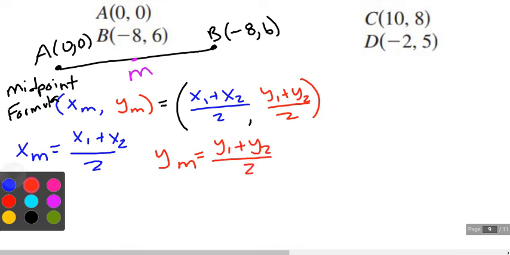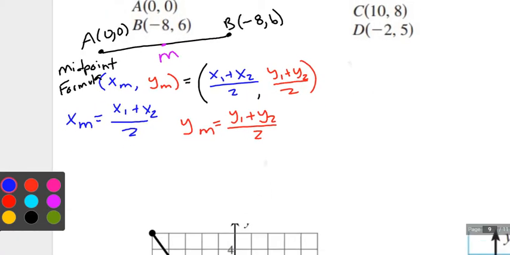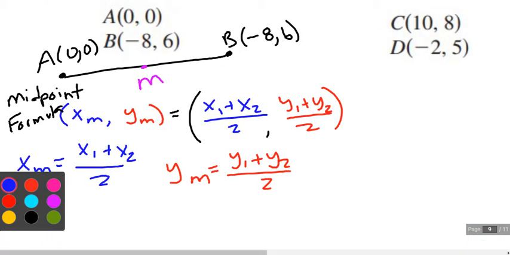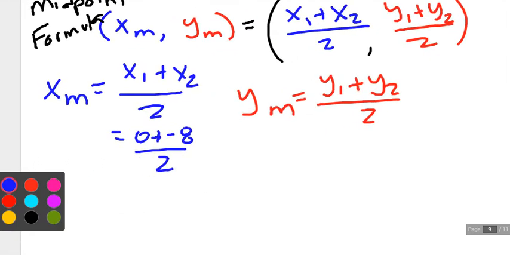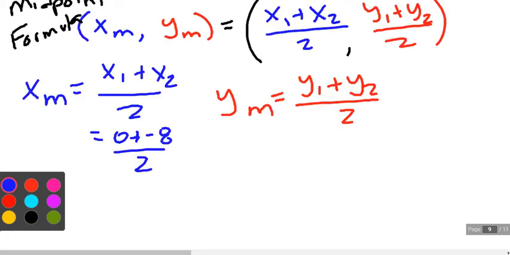Dealing with the x side first, we're looking at the two x values, 0 and negative 8. So we have 0 plus a negative 8. Remember, two negatives make a positive, but if you have one of each, it becomes a negative. We divide that by 2. 0 minus 8 would be negative 8. Divide that by 2, you get negative 4. So the x value of that midpoint is going to be negative 4.